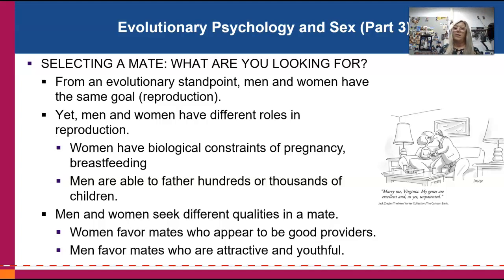So from an evolutionary standpoint, men and women have the same goal, reproduction. Even though it's not like, oh, I'm with you because I want to have a baby. It's just that evolutionarily speaking that is the goal. Yet men and women have different roles in reproduction. Women have biological constraints of pregnancy, breastfeeding. Men are able to father hundreds and thousands of children with their sperm. Men and women seek different qualities in a mate. Women favor mates who appear to be good providers, while men are looking for attractive and youthful.